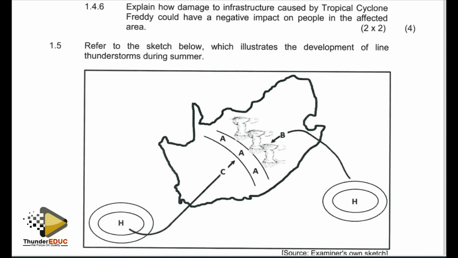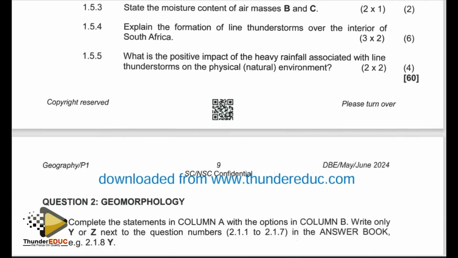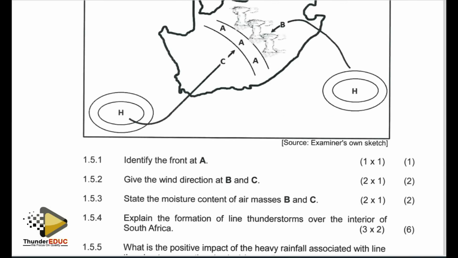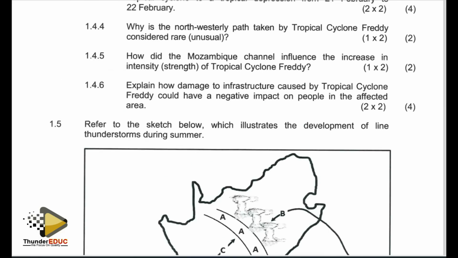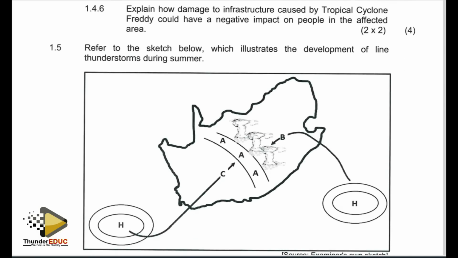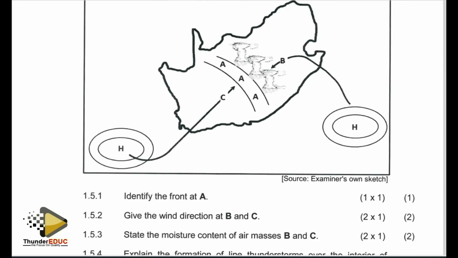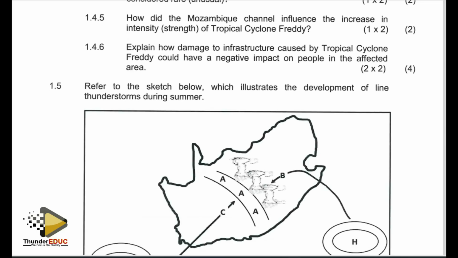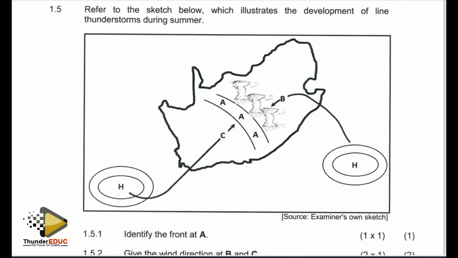Right, then we move on to question number 1.5, which is the last question on climate. It says refer to the sketch below which illustrates the development of line thunderstorms during summer. We should be able to interpret this diagram clearly before we try to answer the question. This is typical of traveling disturbances that happen during the summer season.